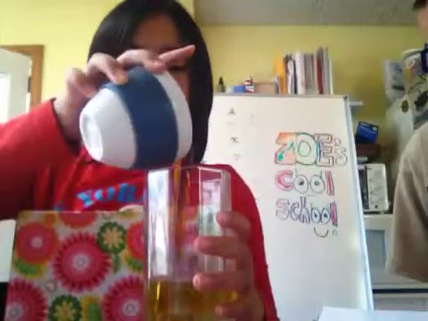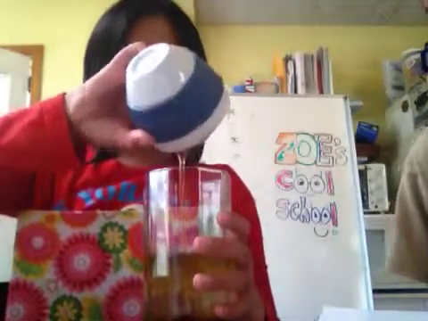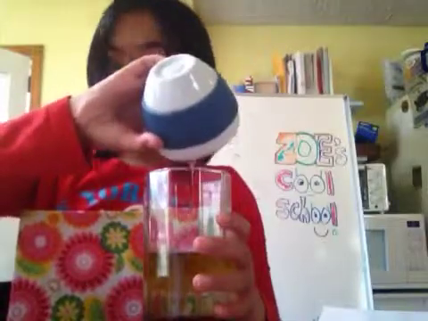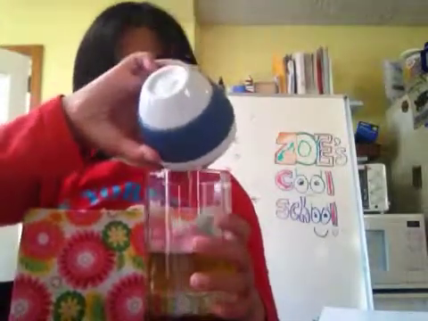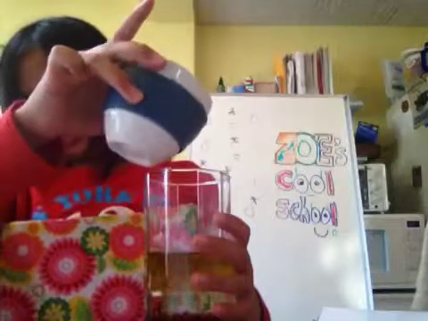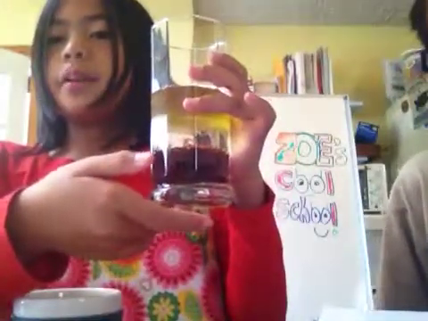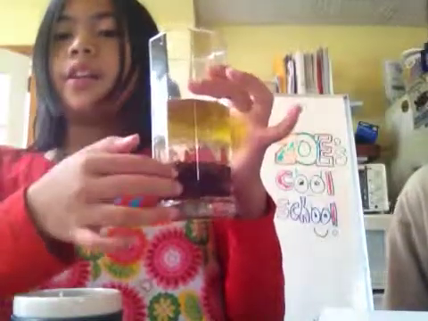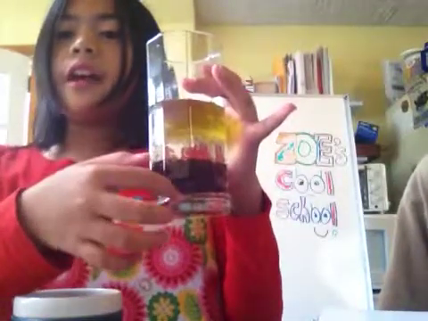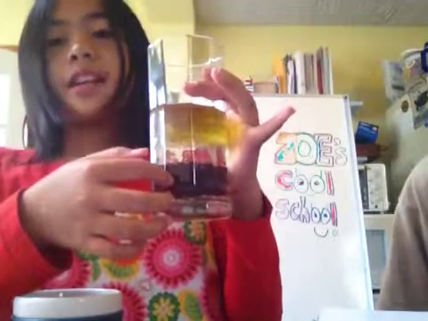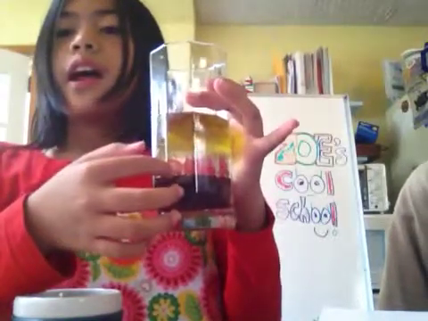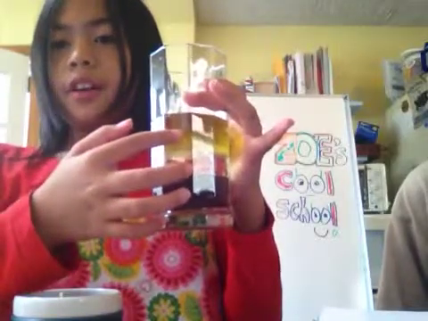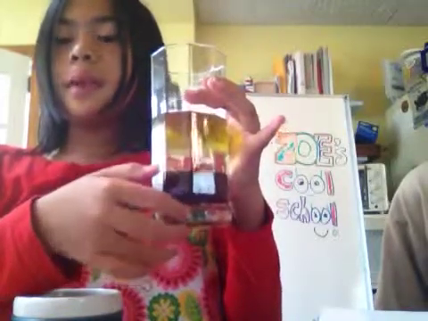Next, take the maple syrup and pour it into the container. Ew. It's at the bottom? Do you see? The maple syrup went all the way to the bottom, the oil at the top, and the water in the middle. The oil has the least density. The water has more density than the oil, but less density than the maple syrup.